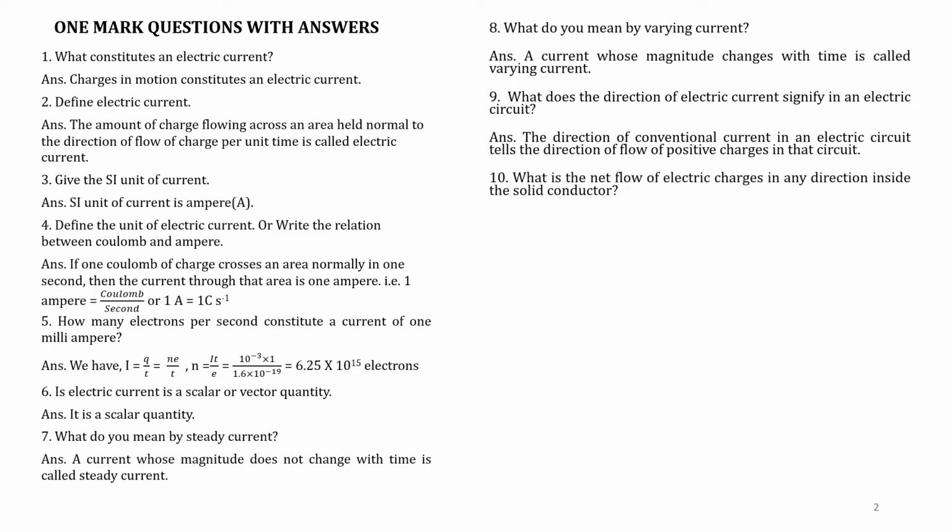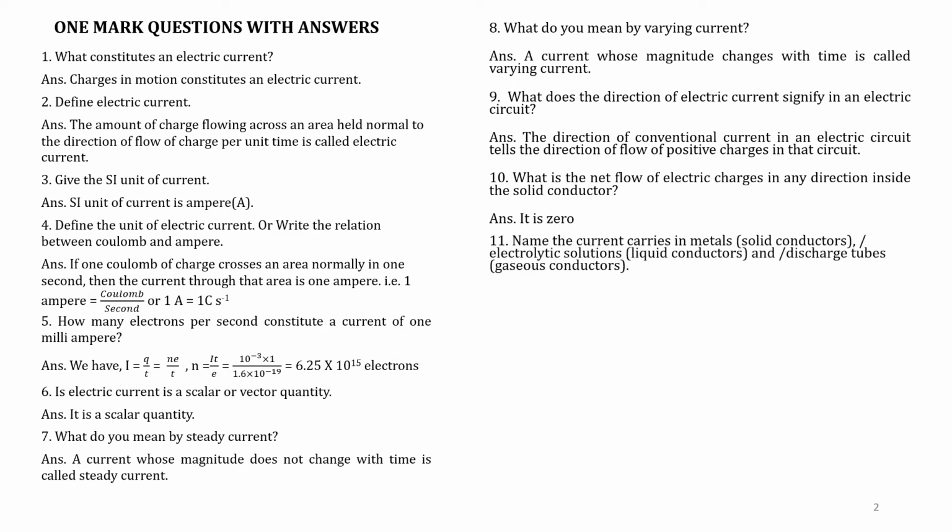Question number 10. What is the net flow of electric charges in any direction inside a solid conductor? I will read the question once again. What is the net flow of electric charges in any direction inside a conductor? It is 0. The net flow of charges inside the solid conductor is 0.